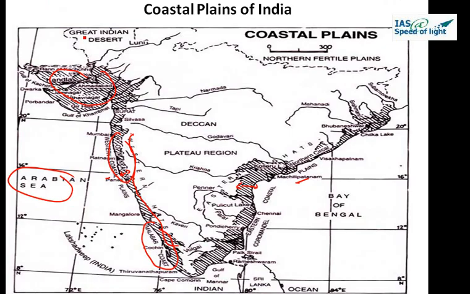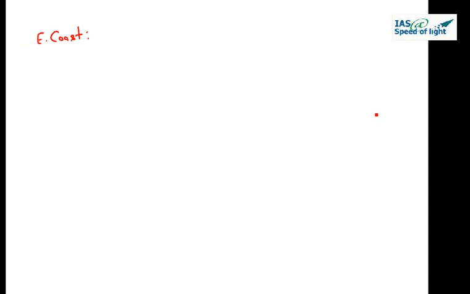Then we come to the eastern coast. You can see the extent of the eastern coast on the map. It goes from the state of Tamil Nadu to West Bengal. Obviously, it lies between the Bay of Bengal and the Eastern Ghats.